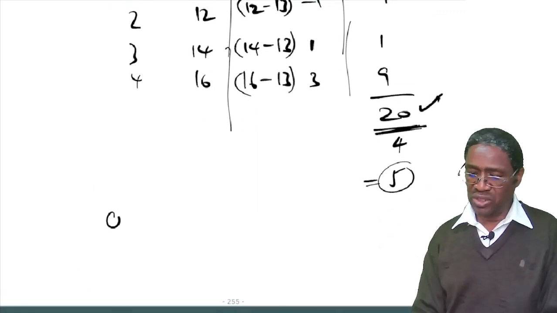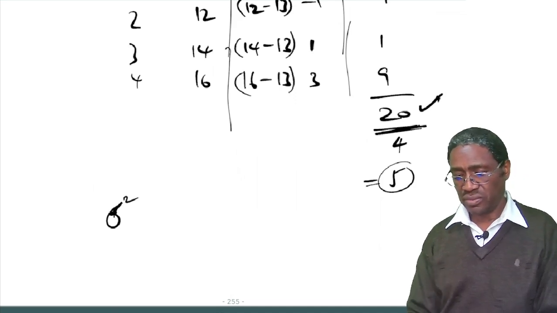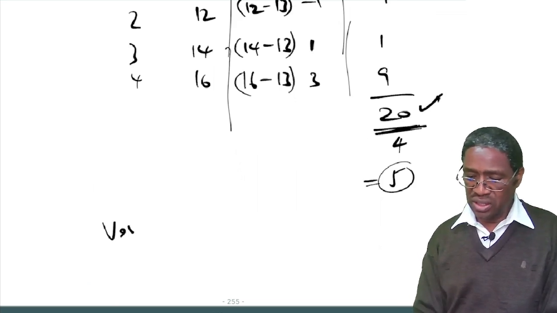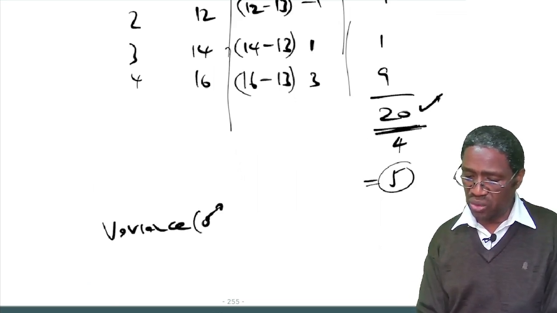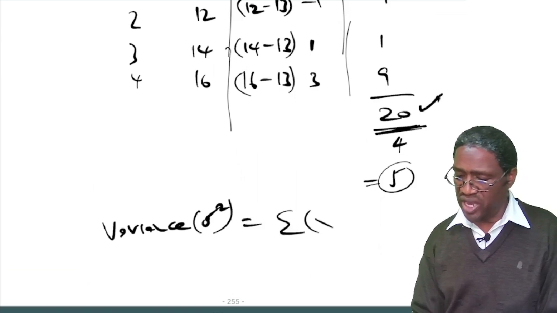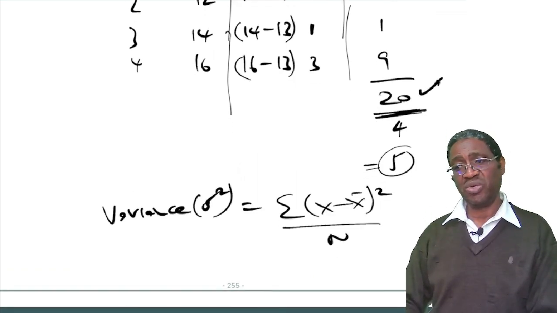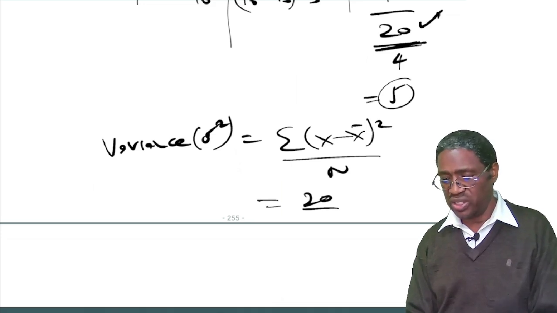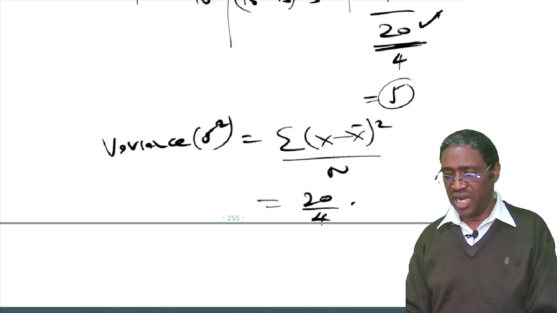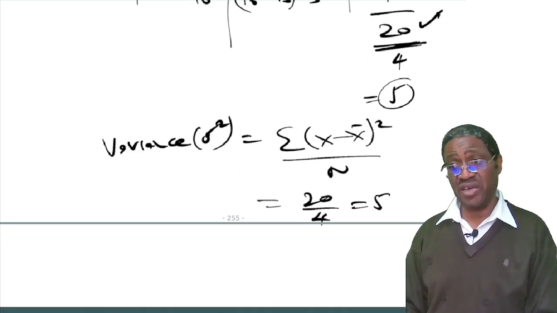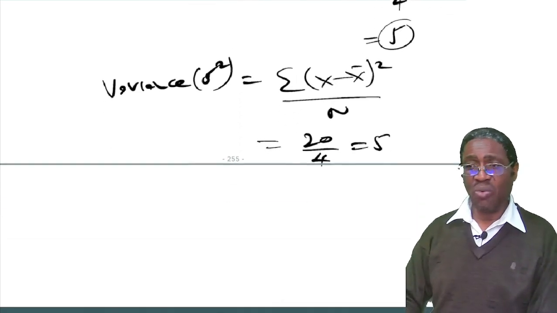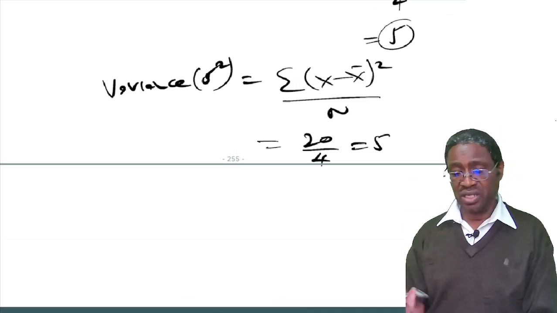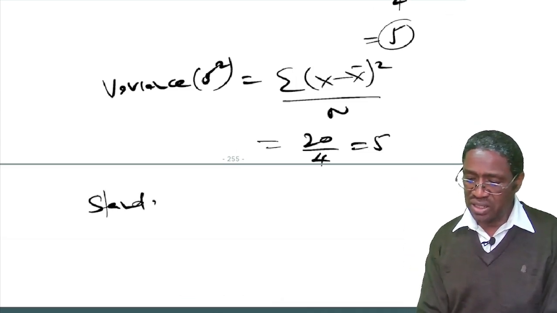Therefore, the variance, theta squared, will be given by the summation of x minus x bar, everything squared, divided by n. We have said our sum of the squared deviations is 20. I divide that by 4. That gives me a variance of 5. You there? Good.